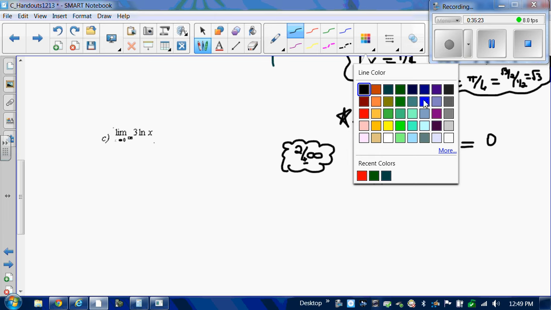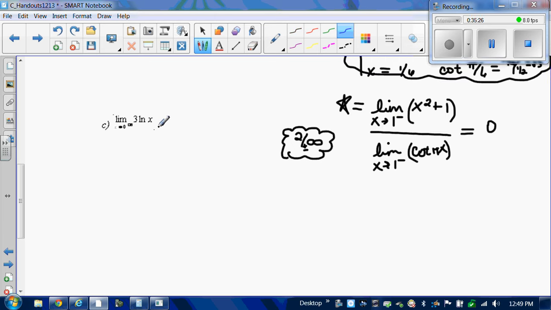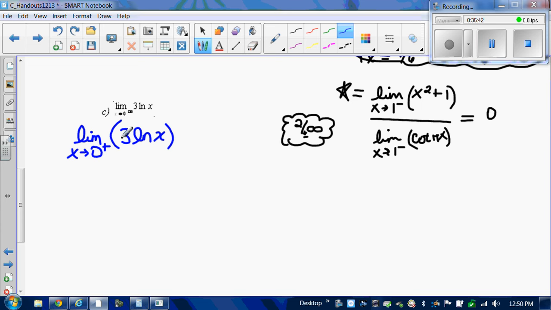Another one. The limit as x approaches 0 from the right of 3 natural log of x. First of all, this is just a constant multiple, so I can pull it out. So this is 3 times the limit as x goes to 0 from the right of the natural log of x. Eventually we're going to get to where we don't even pull it out. We just think of this and then multiply it by 3. But that's what we're doing.